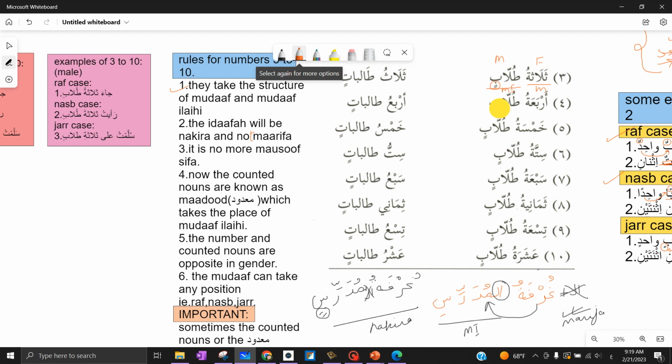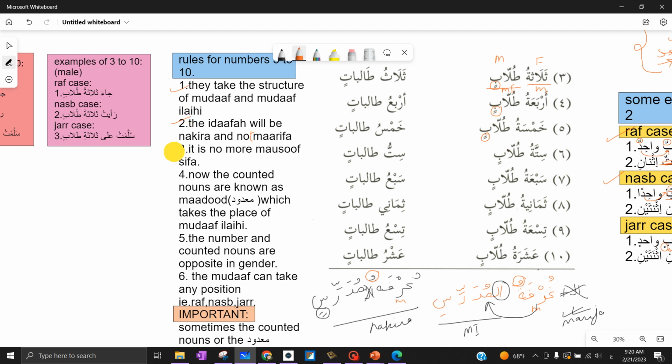As you can see, every counted noun has a kasra 10. No al is added here in the mudaf ilayhi. And as we know the rules of mudaf and mudaf ilayhi, the mudaf can change the harakas only, whereas the mudaf ilayhi remains mabni in majroor case. It will not change its haraka. So let's see the second point. The idafa will be nakira and not marifa, as I have explained here.